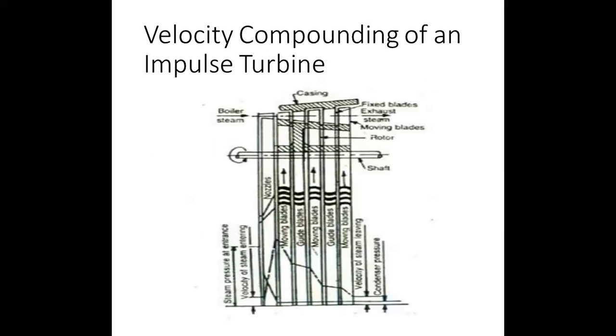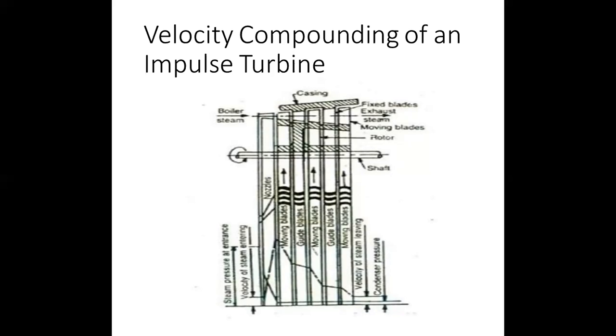Velocity compounding. In velocity compounding of an impulse turbine, the expansion of steam takes place in a nozzle or a set of nozzles from the boiler pressure to the condenser pressure. The impulse wheel carries two or three rows of moving blades. The three rings of moving blades are separated by two rings of fixed or guide blades in the reverse manner.